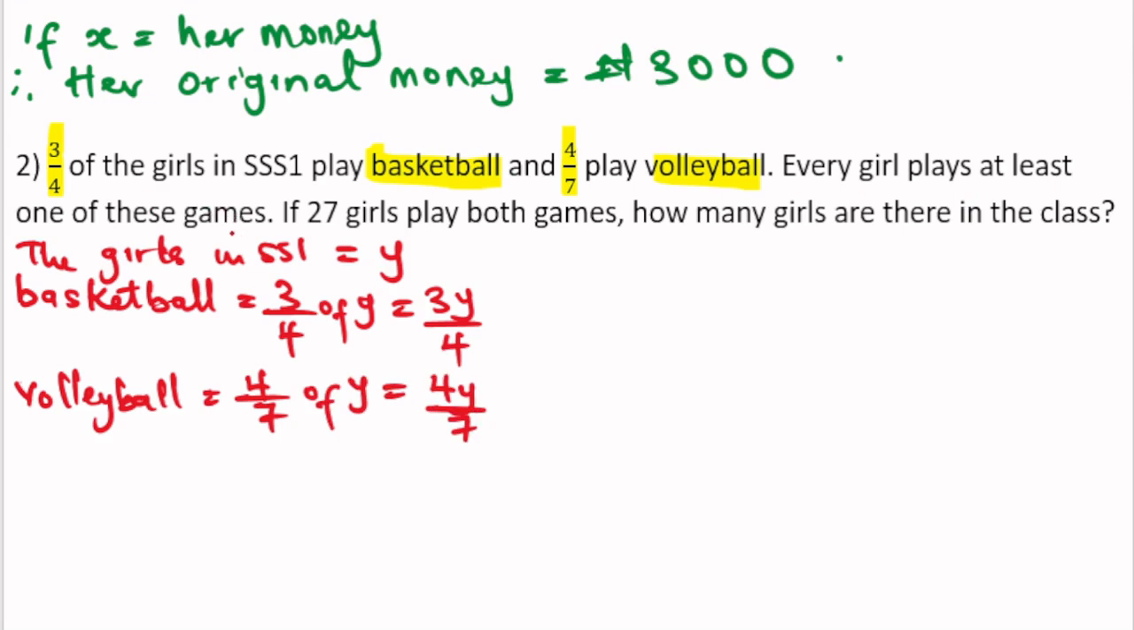Every girl plays at least one of these games. What this means is no one was idle. Every girl in that class played at least one of these games. So it could be a particular girl could be playing 2 games or one of the games. So there's no way you can meet a girl in that class that is not playing either basketball or volleyball. That's the meaning of every girl plays at least one of these games.